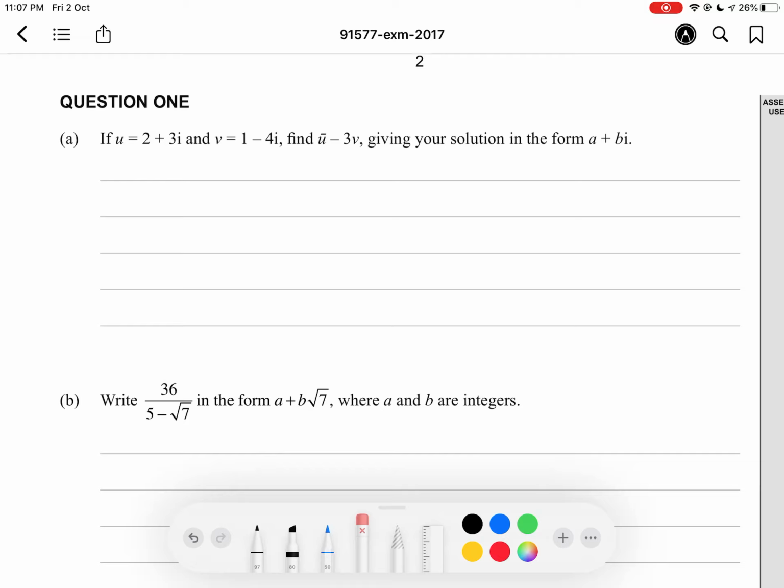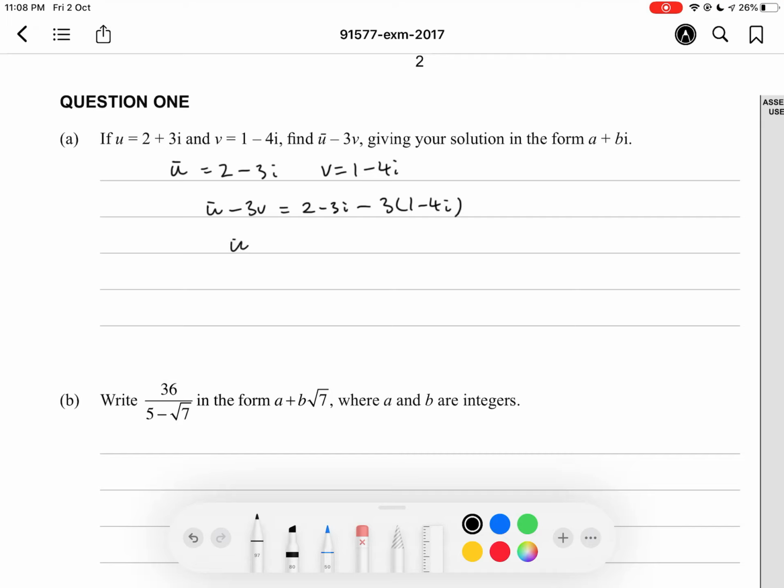Question 1: if u equals 2 plus 3i and v equals 1 minus 4i, find the conjugate of u minus 3v, giving a solution in the form a plus bi. We know that u equals 2 plus 3i, therefore the conjugate of u must be equal to 2 minus 3i. We know that v equals 1 minus 4i. So therefore, the conjugate of u minus 3v equals 2 minus 3i minus 3 times 1 minus 4i.